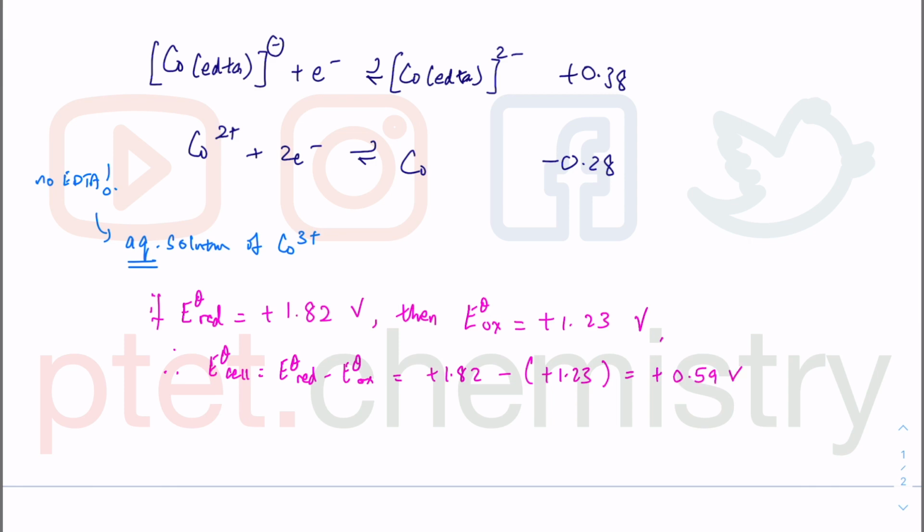Of course, your calculator will not show you the plus. When doing physical chemistry, which includes this topic called electrochemistry, you got to think about the sign, the value, and the unit as usual. So this is greater than 0, so therefore the reaction is feasible and also spontaneous. If it is feasible and spontaneous, then it will happen.